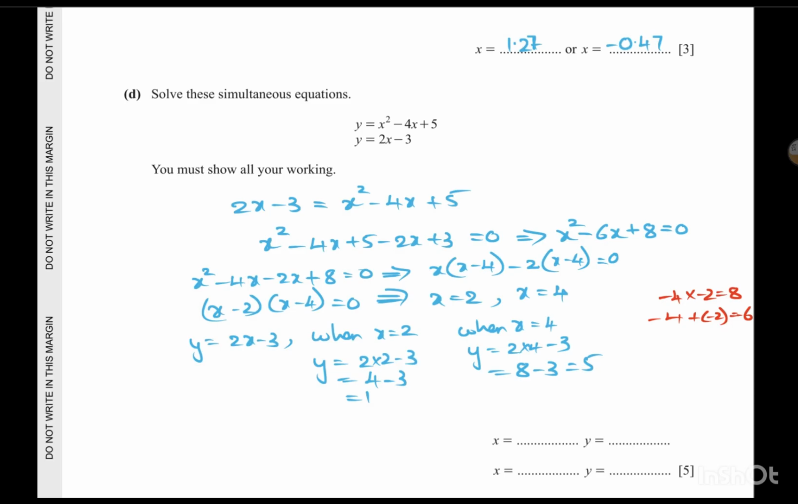So now using the same way, using these values we have to write the values here. x is equal to 2, y is equal to 1. Sorry, y is beside it. y is equal to 1. When x is equal to 4, y is equal to 5. This is the answer.